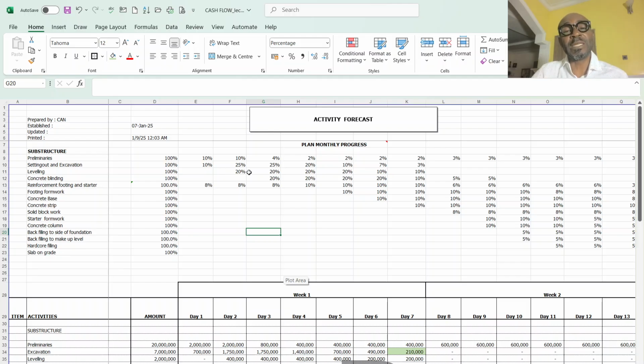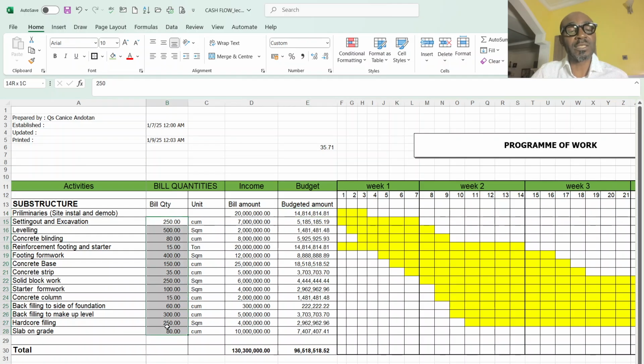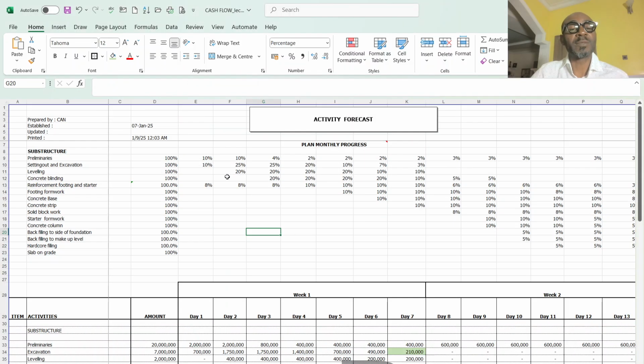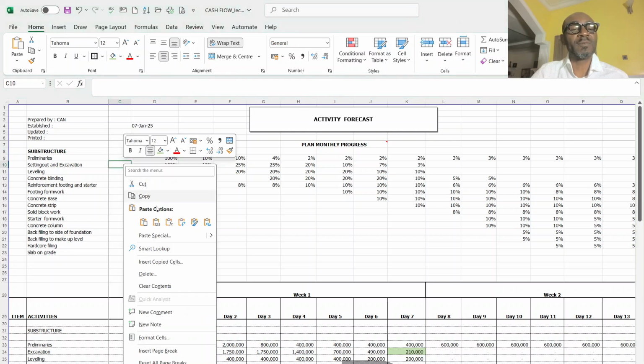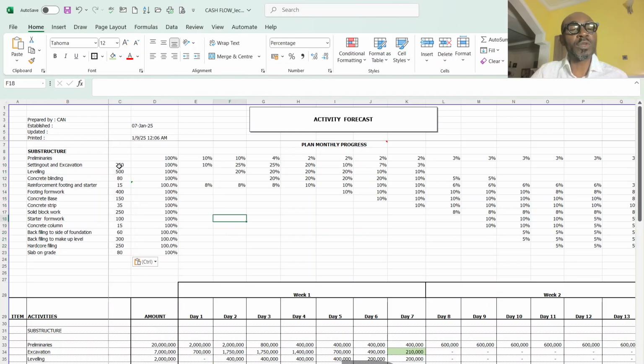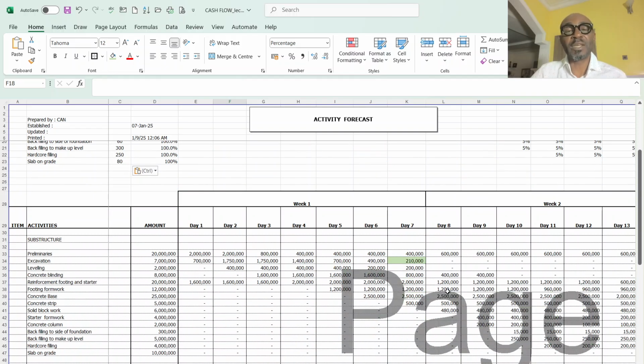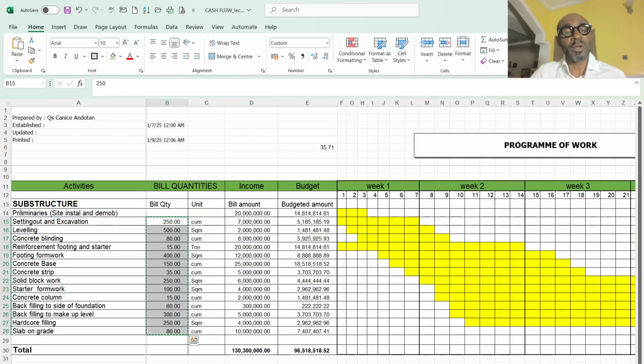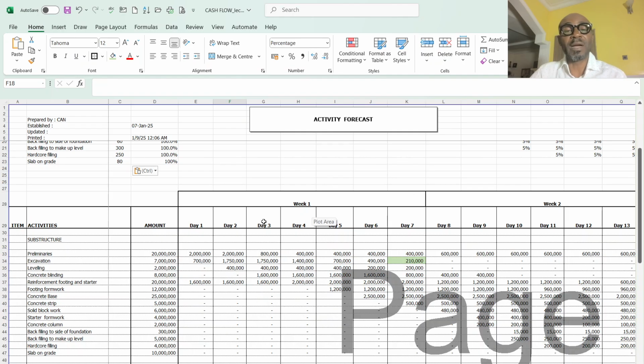Then I split this quantity. Let me just put it here for the purposes of emphasis. I split this quantity according to these percentages. As you can see, I have my spreadsheet below, and it is still numbered in the same manner in which my planning is done. I have my day 1 to 7 and week 1, week 2, and all of that.